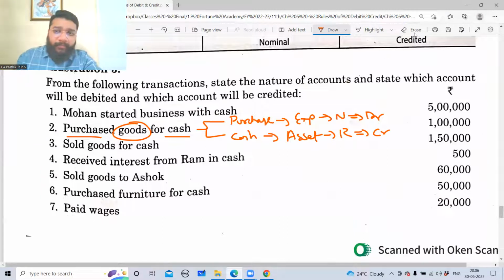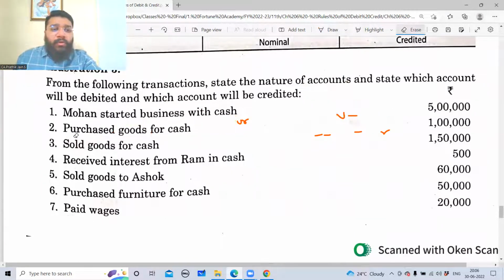Ananya, Niharika, any difficulty? No, sir. Next is sold goods for cash. Sales and cash. What will happen to goods? At the end, it will be taken care of by adjustment. So here the two accounts that are affected are sales and cash.